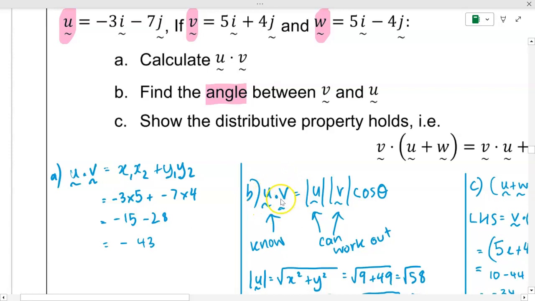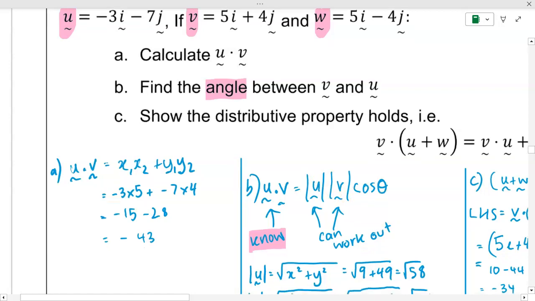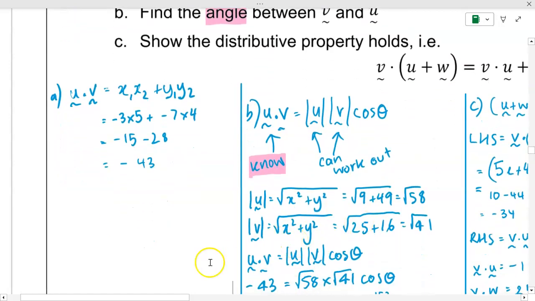So I know that first part is minus 43. I can work out the magnitude of u and v, pop in cos theta, and then invert my angle to find theta. So let's do that. The magnitude of our vector u is the sum of each of the components squared and taken the square root of. So that would be 9 and 49.